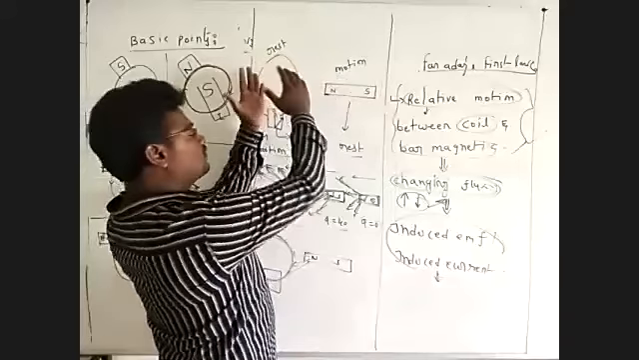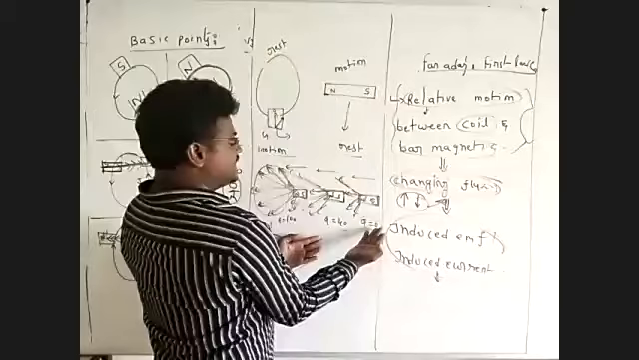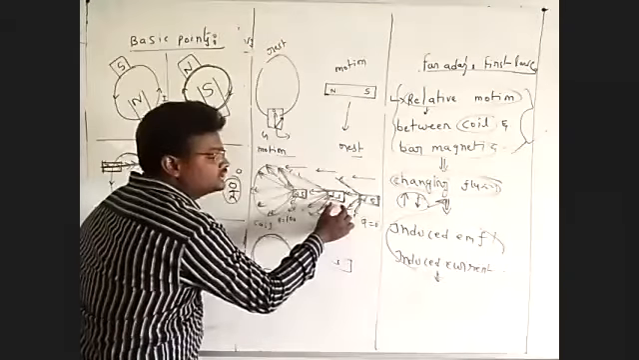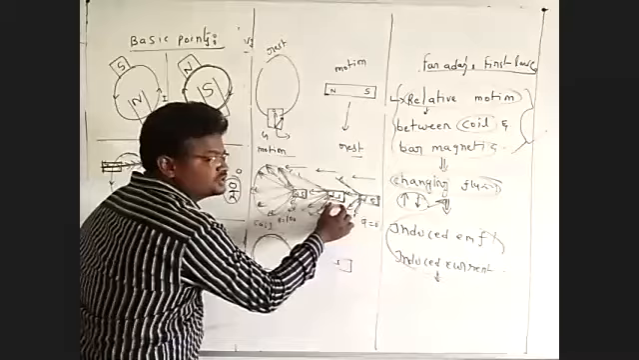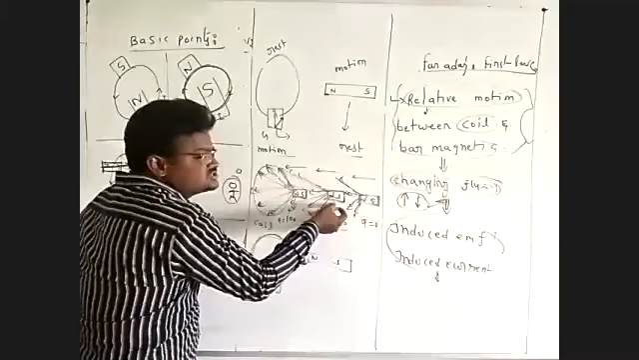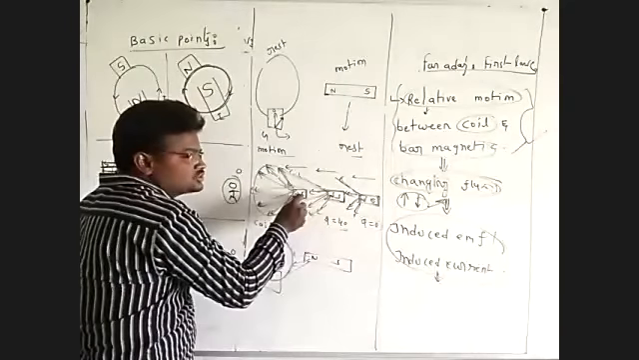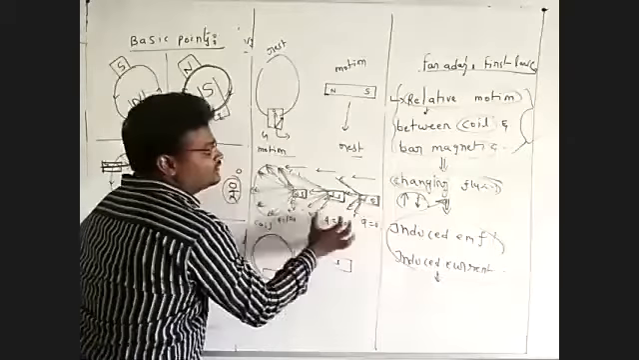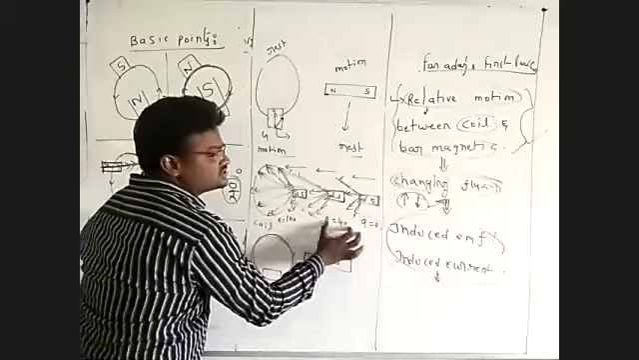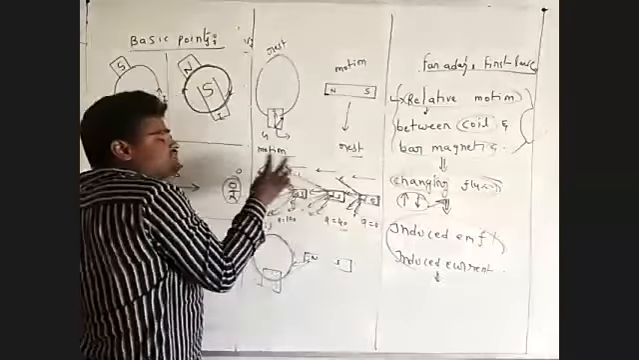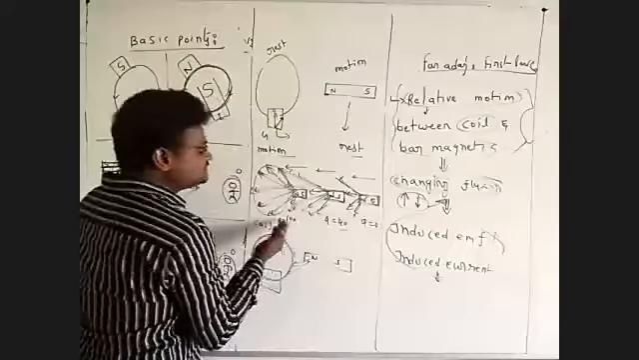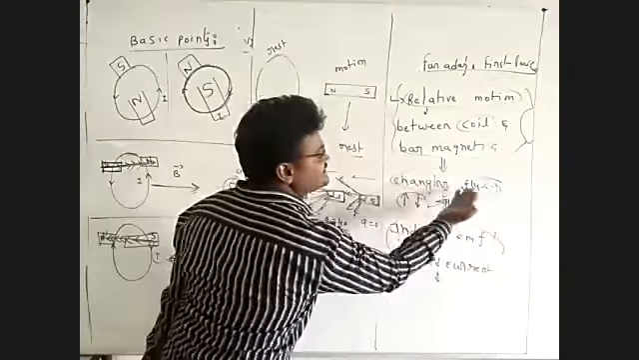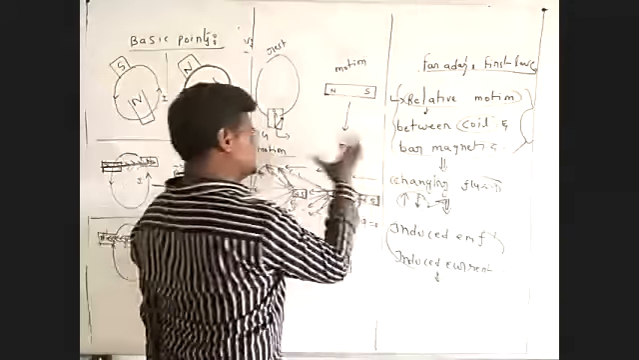What will happen? At this position of the bar magnet, a few flux lines are linked with the coil. Next, as the bar magnet moves, a few flux lines are linked with the coil. When the bar magnet is very near to the coil, so many flux lines are linked with the coil. That means the flux lines linked with the coil are increasing. Increasing flux lines linked with the coil means changing flux.